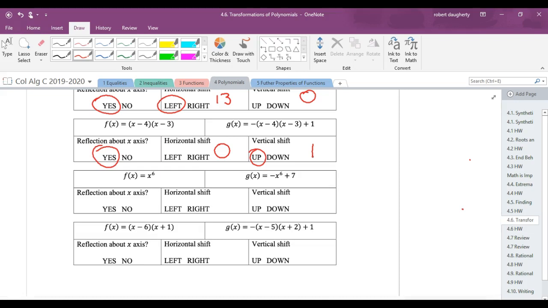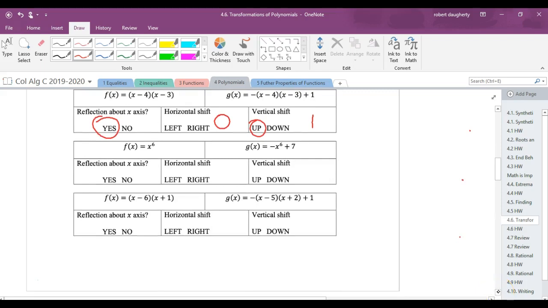Let's look at the next one. Has this been reflected about the x-axis? Yes, because of that negative sign. Did it move horizontally? No. I've seen x to the 6, and I've got x to the 6 here, so I don't see x plus 1 to the 6. So there's no horizontal shift, but it moved where? Up by 7.